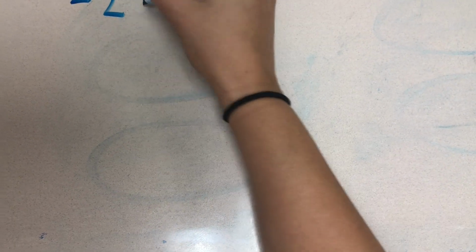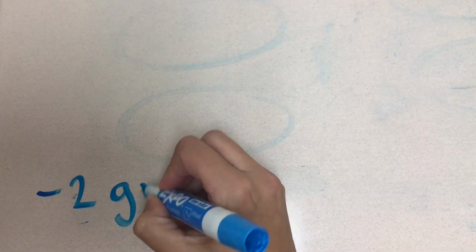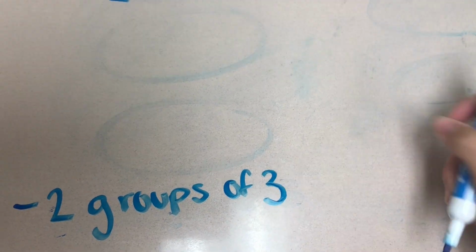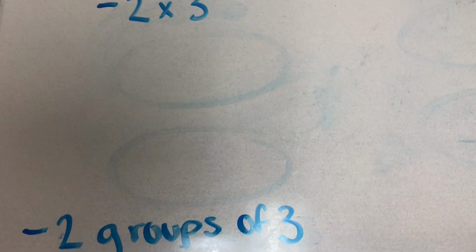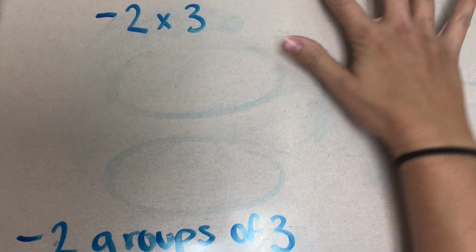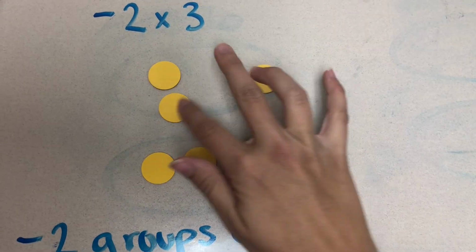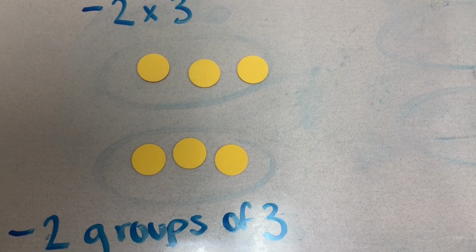Now this is where it gets a little tricky, because if we have something like -2 times 3, and we're saying, well, that's -2 groups of 3, how do we model a negative group? It's actually really tricky. So if we say we have groups of 3, 1, 2, 3, 1, 2, 3, but how do we show that this is a negative group, like an ungroup?